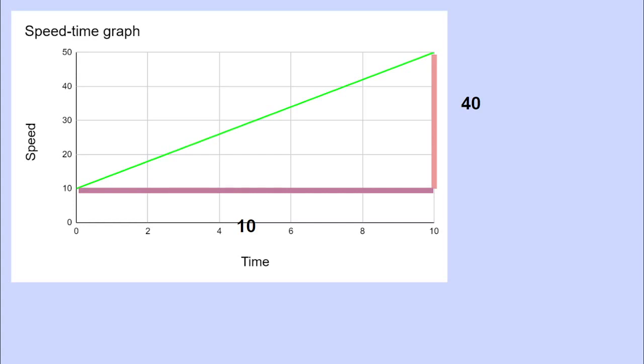Now what do we do? Well, we divide the height of the triangle by the length. In other words, a equals 40 divided by 10. a equals 4. Four what? Well, a equals 4 meters per second squared. We have the acceleration.